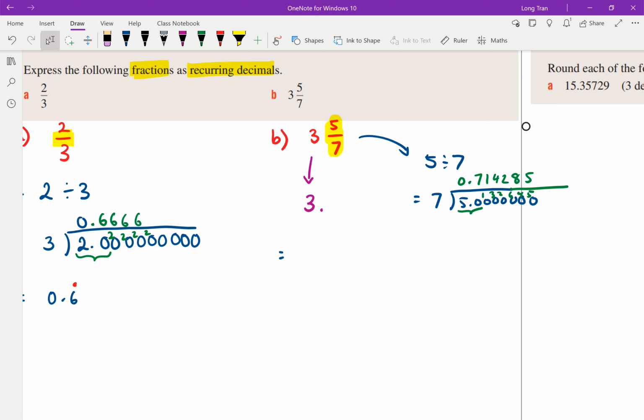So hopefully you noticed this is all repeating. Put a line on top. So your final answer should be 3.714285 and a bar on the top. You can put dots on each one if you want, but a horizontal line on top indicates that's going to be repeating.